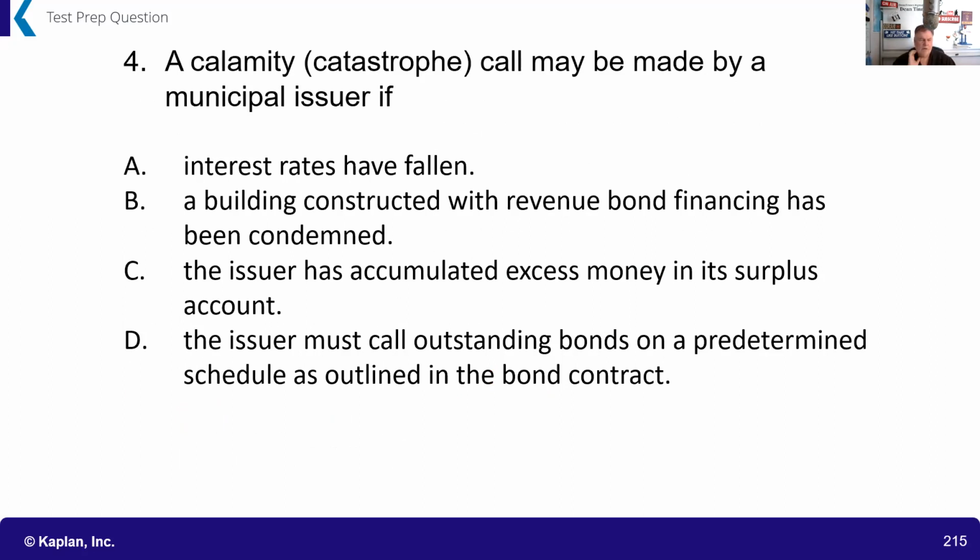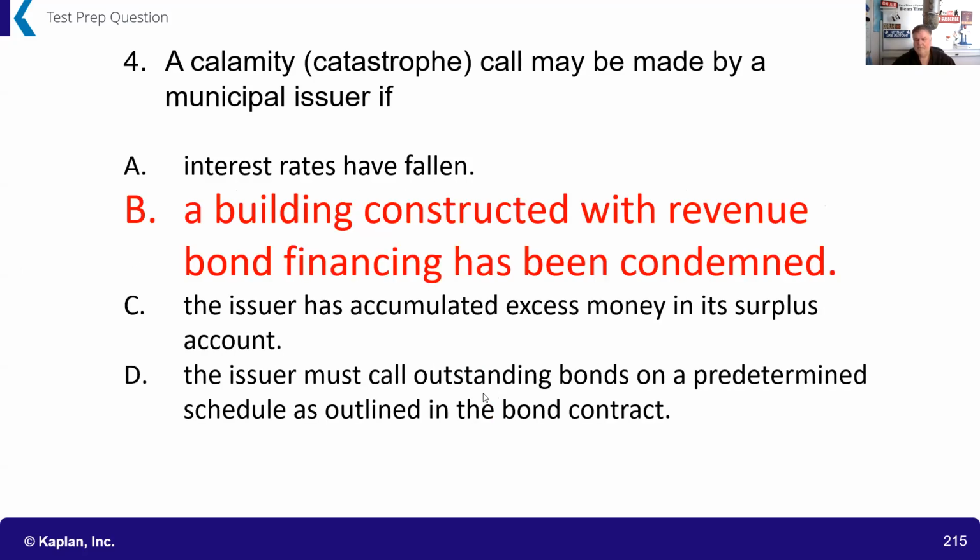Ad valorem taxes. A calamity or catastrophe call, very testable. The Municipal Securities Rulemaking Board says that as a person getting people involved in municipals, I should disclose everything, but there's one thing that need not be disclosed to investors according to MSRB rules, which is a catastrophe call. The catastrophe call, calamity call, would be found in the trust indenture, but it need not be disclosed to investors. So what is this calamity or catastrophe call about? It's not about interest rates having fallen. A building constructed with revenue bond financing has been condemned. There we go. Ding, ding, ding. C, the issuer has accumulated excess money? Nope, the issuer must call. No. The answer there is B.